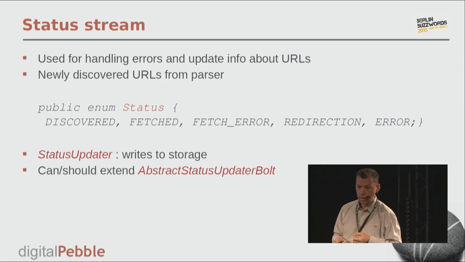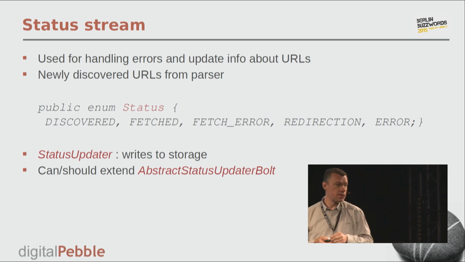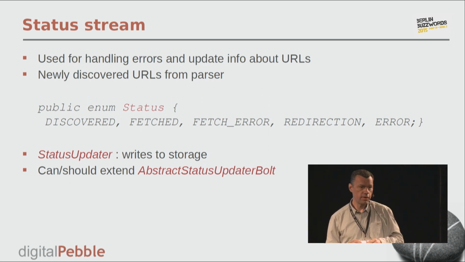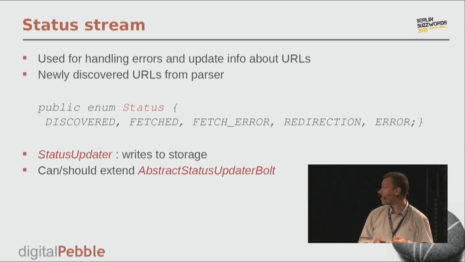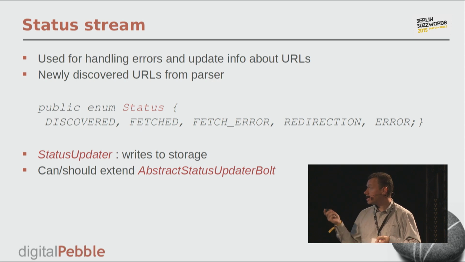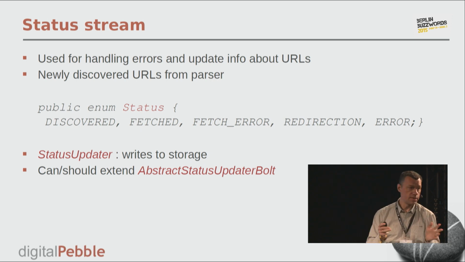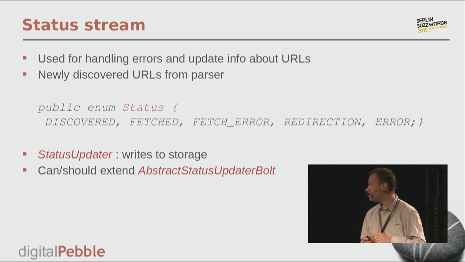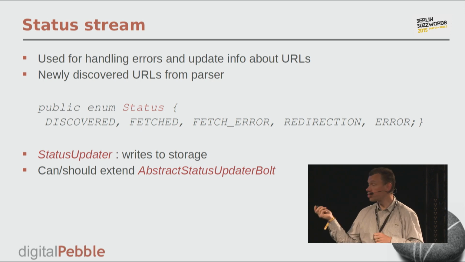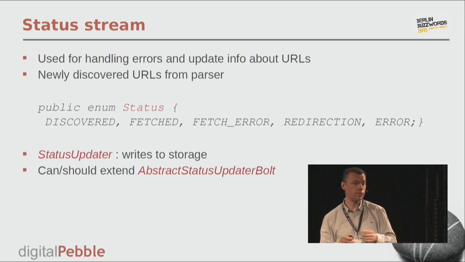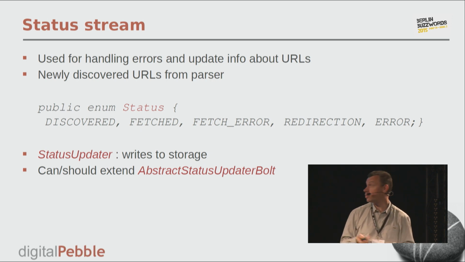If you think of, you have a .gpdf document, and Nick mentioned some of the stuff you can come across with Tika, for instance. So yeah, you can get an error. So the status updater, its function is to write to the storage. And what you can do is you can extend an abstract class you can reuse, and it makes your life easier to write such components.